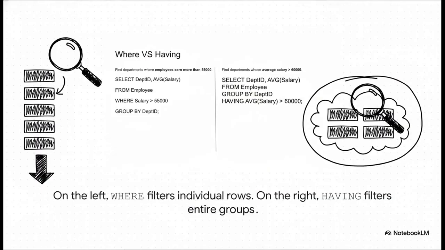This slide illustrates the difference between WHERE and HAVING perfectly, and it all comes down to timing. The WHERE clause is a pre-filter. It acts on individual rows before any grouping even happens. The HAVING clause, on the other hand, is a post-filter. It acts on the entire groups after the aggregate functions have already been calculated. Think of it this way. WHERE filters the ingredients, HAVING filters the finished cakes.